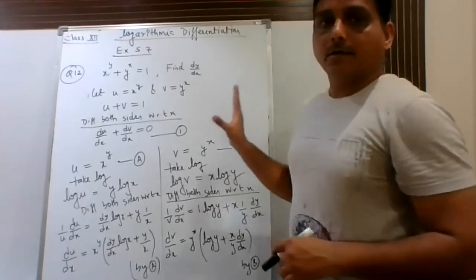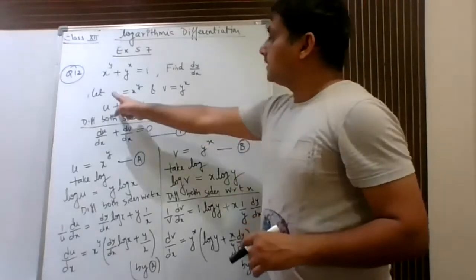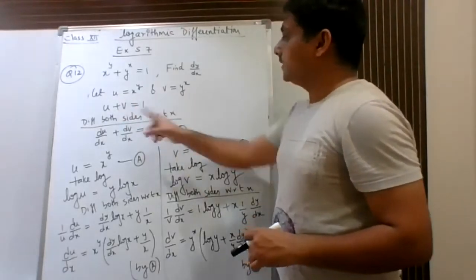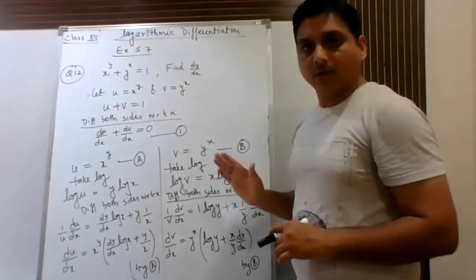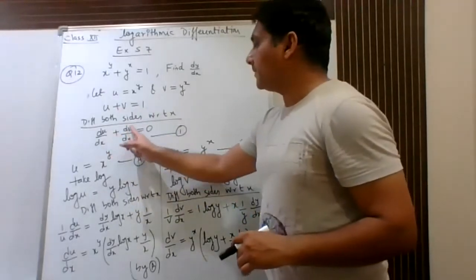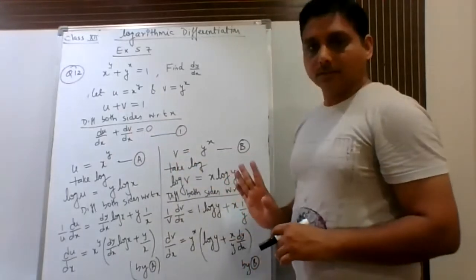So let me explain this further. U was this, V is this. So U plus V is equal to 1. We had just differentiated both the sides with respect to x. So du upon dx plus dv upon dx is simply equal to 0.